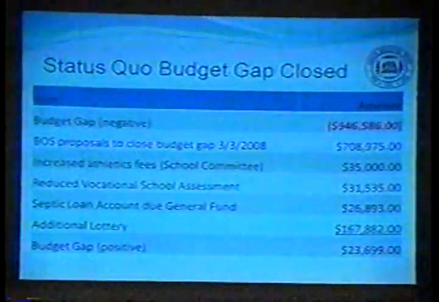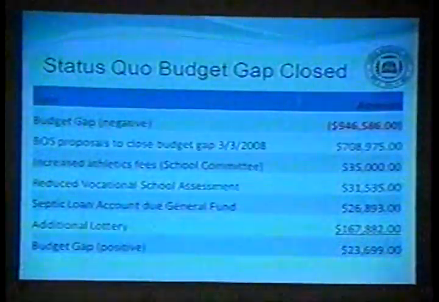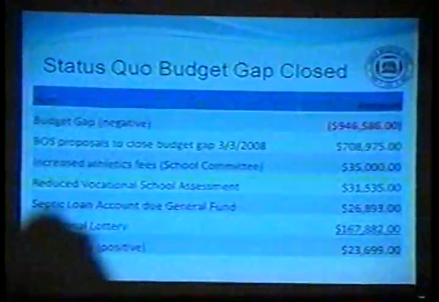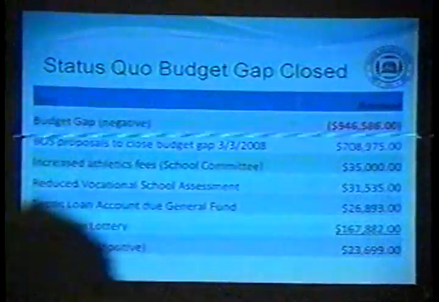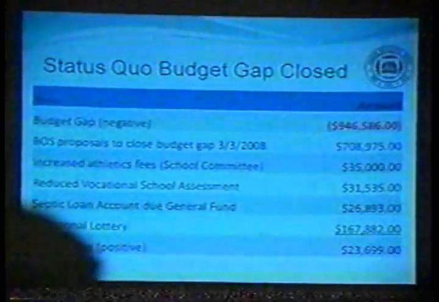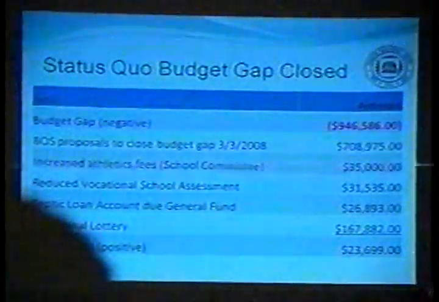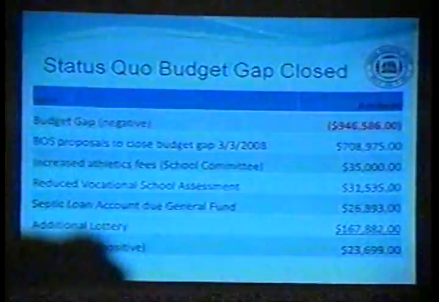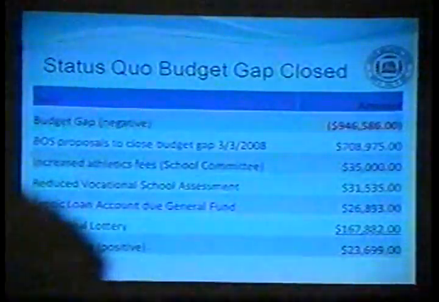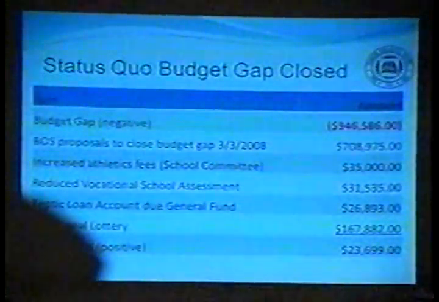So the gap was $946,586. On 3/3, the board voted the $708,975. The school committee agreed to increase athletic fees to the tune of $35,000, therefore reducing their budget need by that amount. The vocational school estimate that we had originally in our plan, we reduced by $31,535 after getting an estimated figure from them. And then we had some money in a septic loan account in the general fund, and we found that money and could use that for the budget too.